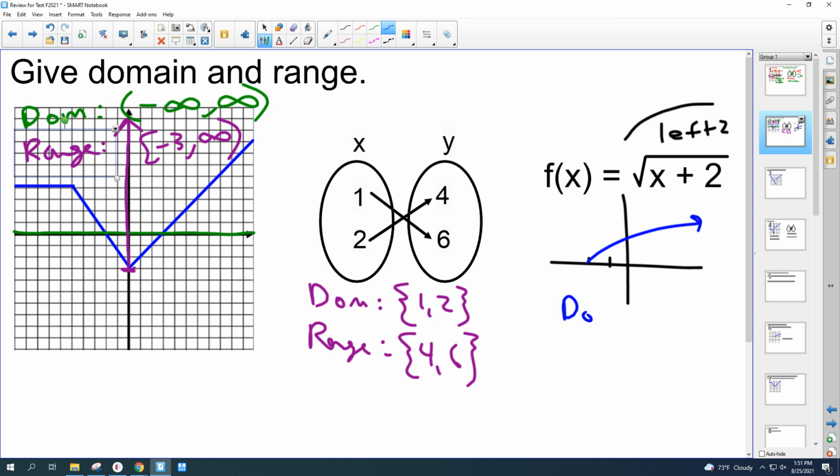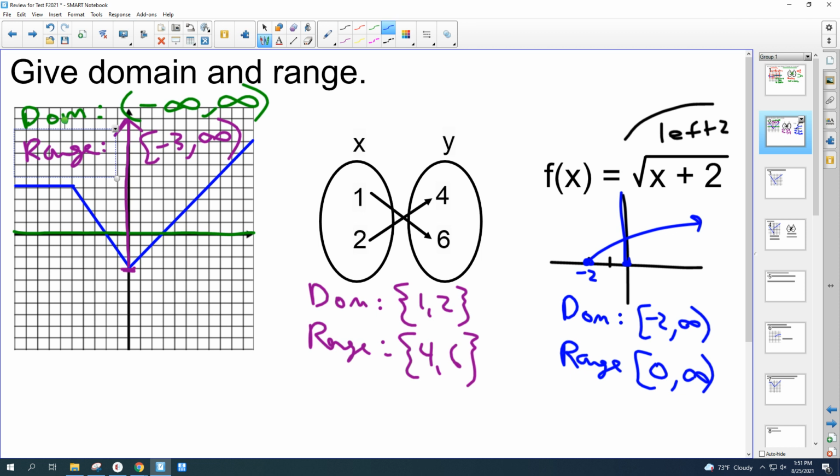Domain is your x number that starts at -2 and goes to infinity. Your range is your y number that starts at 0 and goes up. If you squash it onto the y-axis, it goes from 0 to infinity. Those are the y numbers that are possible. The possible x numbers in this are -2 to infinity. The possible y numbers are 0 to infinity.